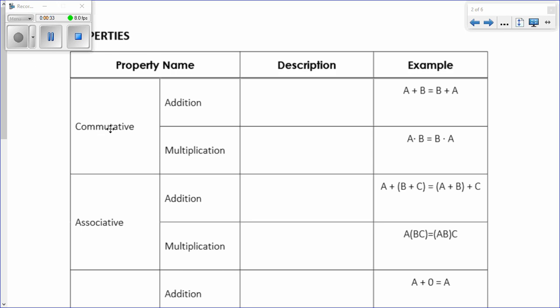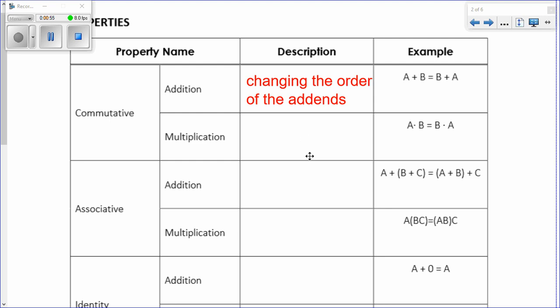Commutative property is when we change the order of things. What it says is that it's okay because it's still equal. We have it over addition and multiplication. So changing the order of the addends, which are the things that are being added together. An example is a plus b is equal to the reverse order of b plus a, and it's still equal. Multiplication, same deal. We're just changing the order of the factors. Factors are the things that are getting multiplied together. So you could do a times b, or you could reverse it and do b times a, and they're still equal.